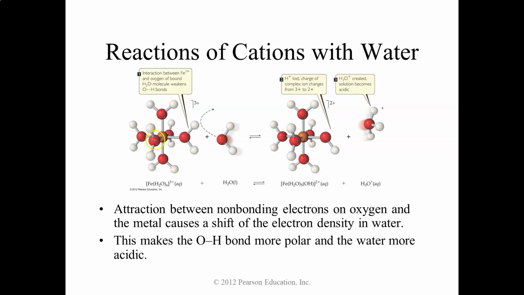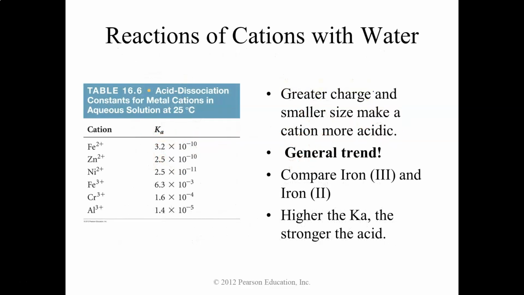So just another image here. You can see the actual ball and stick model here of your aluminum or iron 3 ion in the middle. Okay, and how those water molecules are attached, and how this bond right here breaks, and you can create your H3O. All right. Generally, the greater your charge and smaller your size make the cation more acidic. So it is a general trend. Not all of them follow the rules because there's a million different exceptions and things that go on here.